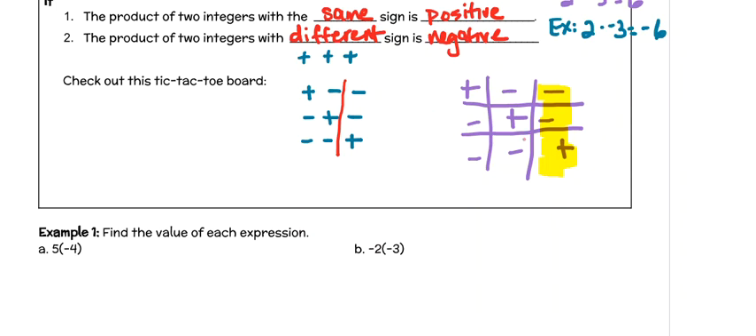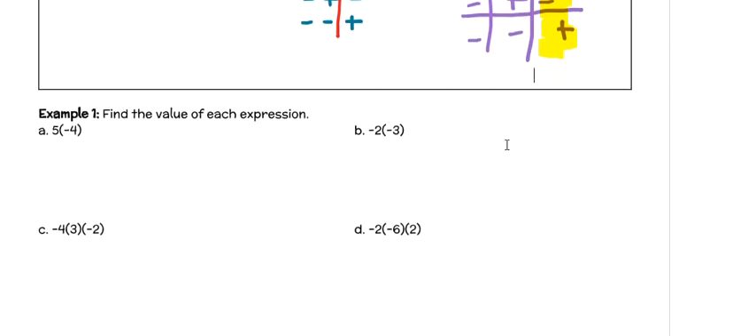So let's use this and do some problems. Example 1, find the value of each expression. Again, tic-tac-toe board. I'm just going to keep it over here. Diagonal, then negative, negative, negative, negative, negative, negative. So you could just do 5 times 4 is 20. And now just see if it's positive or negative. You have a positive and a negative integer. That means it's going to be negative. So this is negative.